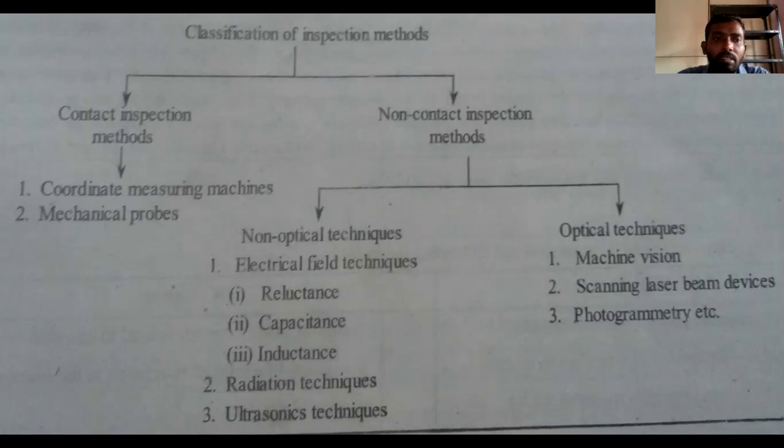Generally, in contact inspection methods we have two types. The first one is coordinate measuring machines, and the second one is mechanical probes. Coming to the non-contact ones, again we have two types: one is optical techniques, and the second is non-optical techniques.